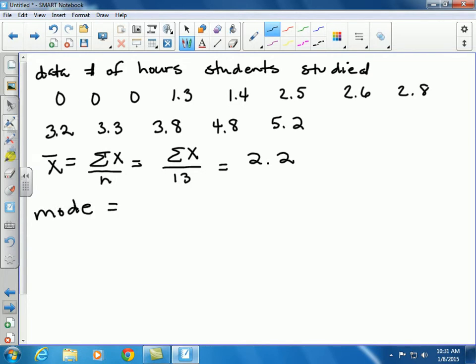The mode: which data point happens most often? Well, it's the 0. You can see that the most frequent number in the data set is 0. More students didn't study at all than did study, is one way to think about it.